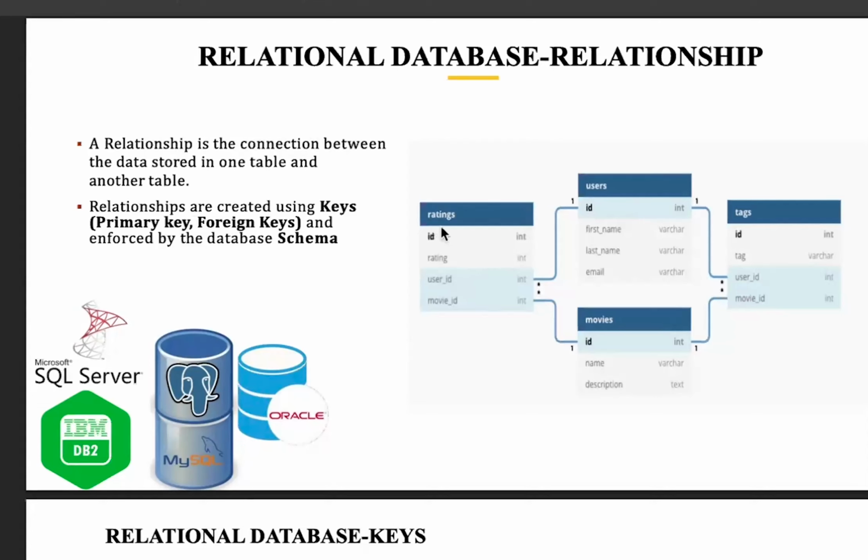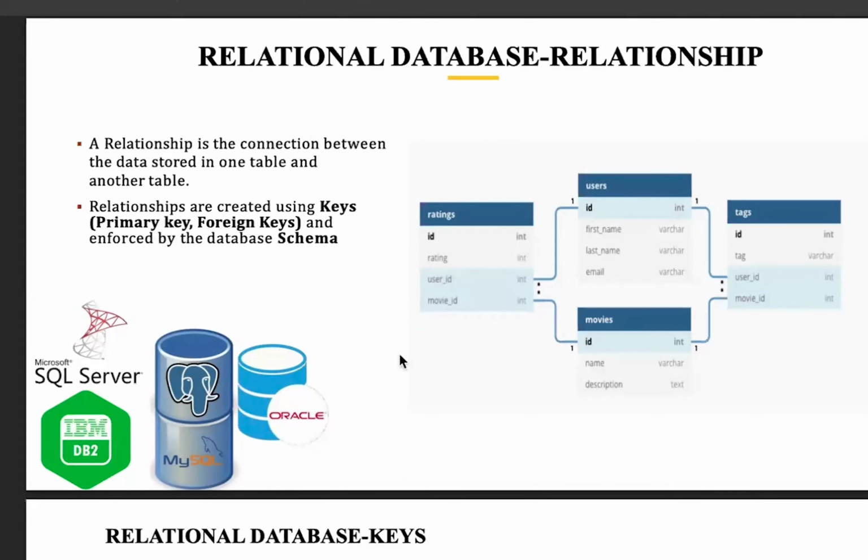For example, maybe this is the business table, this is customer, this is transaction. There is always a connection between them. That's what we mean by talking about connection between tables. Relationships are created using keys. We have primary keys and we have foreign keys.